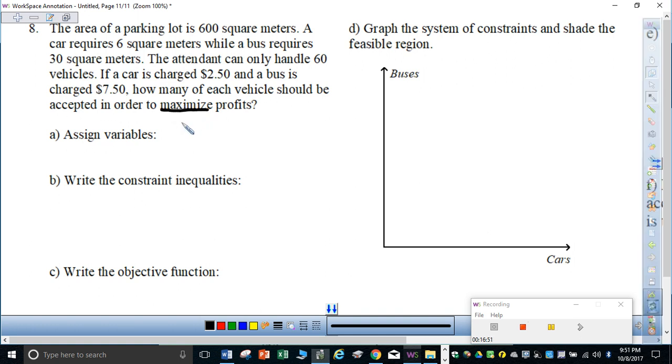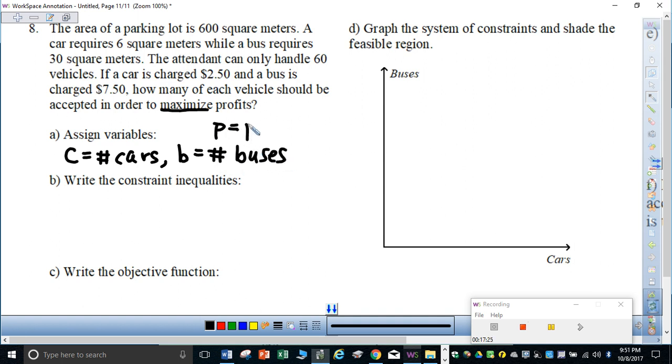So this is going to be a linear programming problem. If you ever see the word maximize or minimize, it's linear programming. If you don't see that word, like the orange and the grapefruit problem, then it's not. So let's assign our variables. What are we dealing with this time? We're dealing with cars and buses. Let's let C represent the number of cars. Let's let B represent the number of buses.